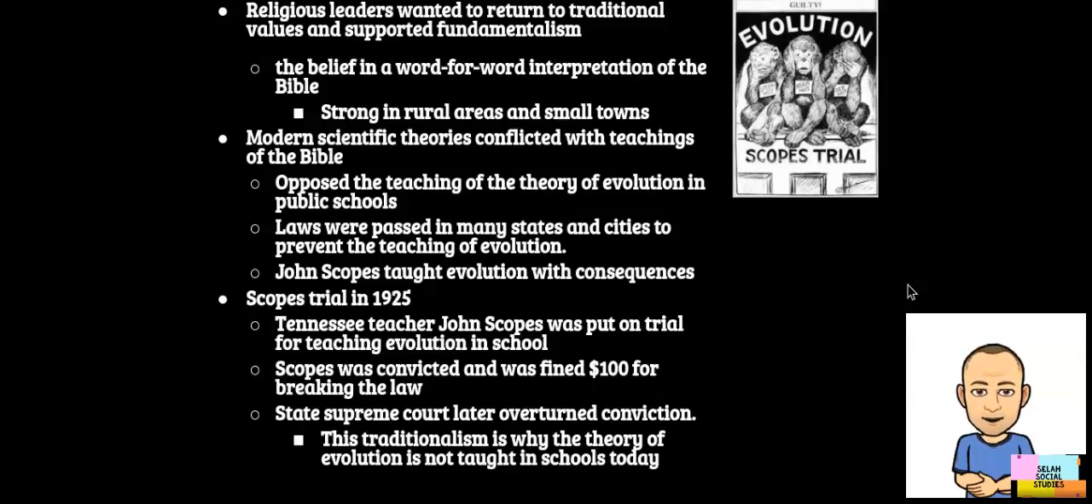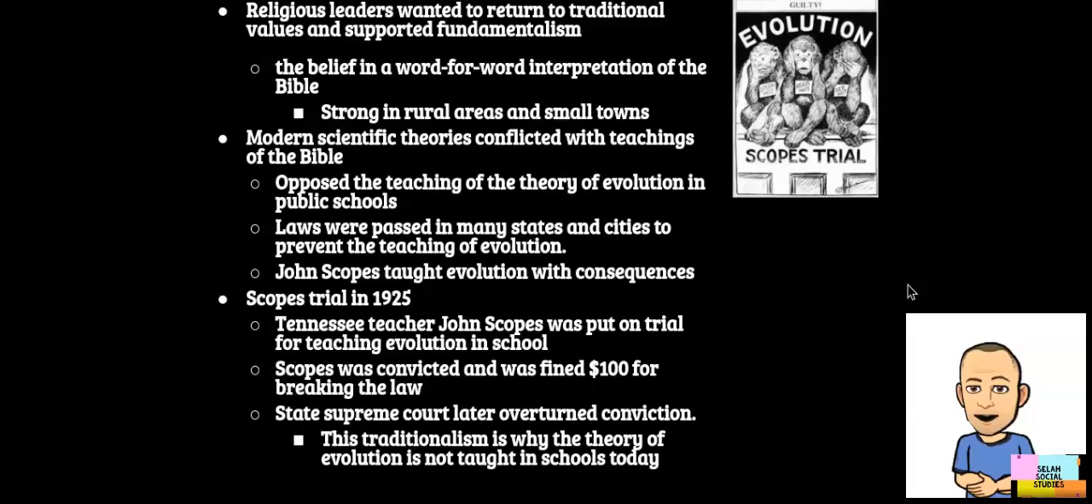Since the youth of America was flocking into urban areas, fundamentalism was the strongest in small towns in rural America. Fundamentalists believed that the modern scientific theories like Darwin's theory of evolution conflicted with the teachings of the Bible, and for that they opposed teaching evolution in public schools. In the 1920s, laws were passed in many states and cities that prohibited the teaching of evolution. This comes to a head in 1925 with the Scopes trial.